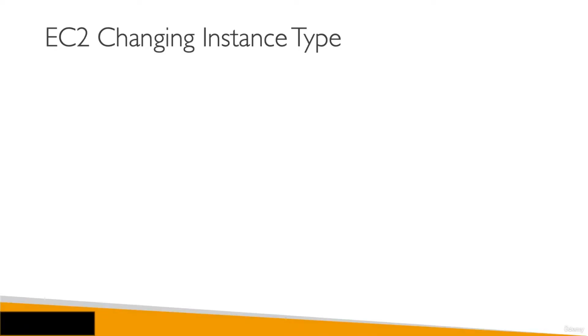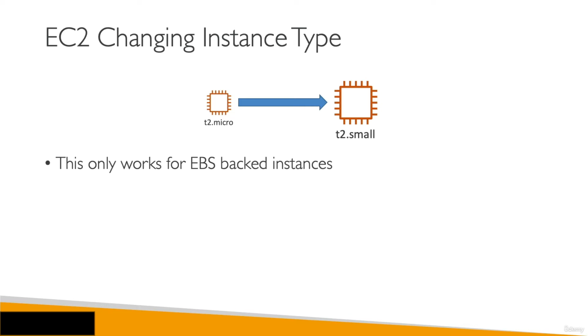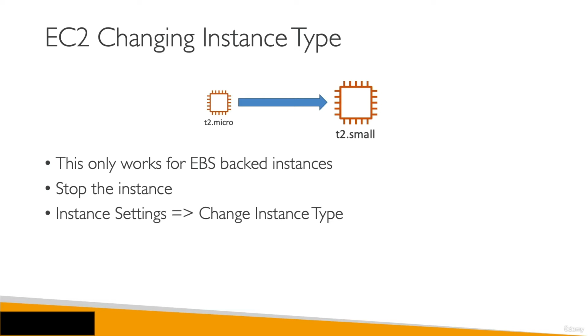Okay, so one operation you need to know about is how to change the EC2 instance type. For example, you want to go from a T2 micro to a T2 small, maybe because you need more RAM and more CPU for your application. This only works if your instance is an EBS backed instance. So the steps are to stop the instance, then change the instance type, and then start the instance again.